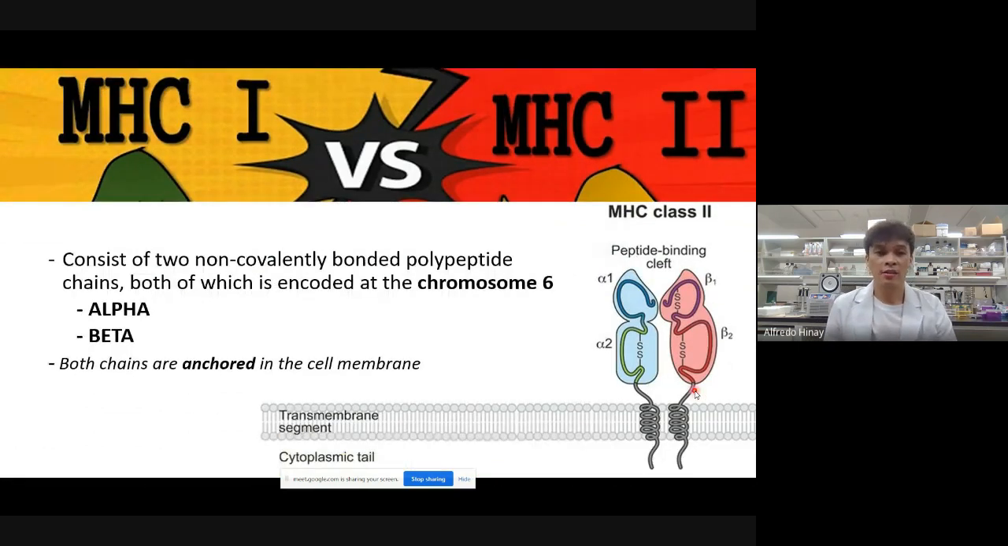So, of course, both your alpha and your beta are coded by your chromosome 6. Compare with your class 1, right? Because that one is encoded by your chromosome 15. Then both chains are anchored in the cell membrane. So you can now imagine, right? Class 1 has only alpha. Class 2 has two, so you have your alpha and your beta.